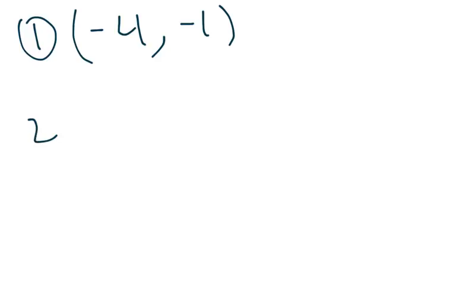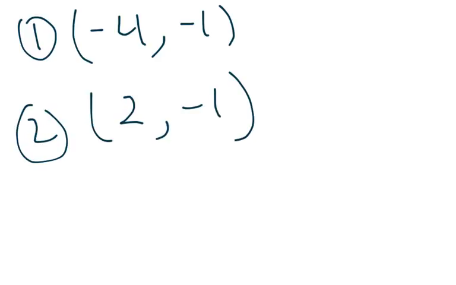So the coordinate points that we find: the first one was negative 4 comma negative 1, and the second one was 2 and negative 1.